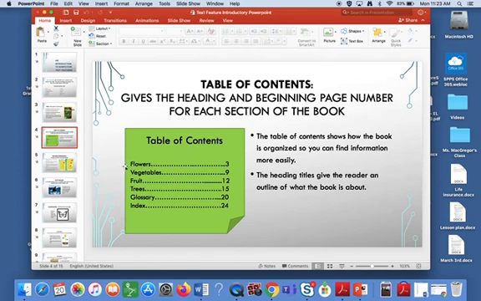So you can see here in the table of contents, it says flowers, page 3, vegetables, page 9, fruit, page 12, trees, page 15, glossary, page 20, and our index is on page 24. So if I was trying to answer a question about trees, I would know that I could go right back to my table of contents and say, oh, the information about trees starts on page 15. So I'd start looking on page 15, and I wouldn't have to page through all of these other pages to find the information that I really want. So the table of contents is really handy, and it's like a shortcut to help us find the information that we really want and need.